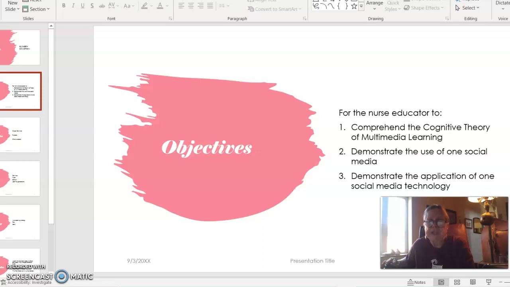I have three objectives: comprehend the cognitive theory of multimedia learning, demonstrate the use of one's social media, and demonstrate the application of one's social media technology. Basically, these objectives are based on the book Transforming Nursing Education by Benner, Sutphen, Leonard, and Day.